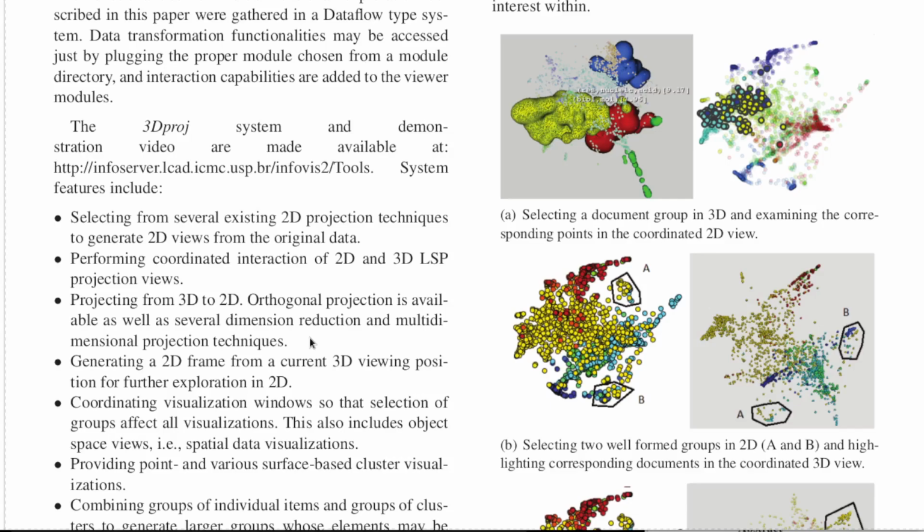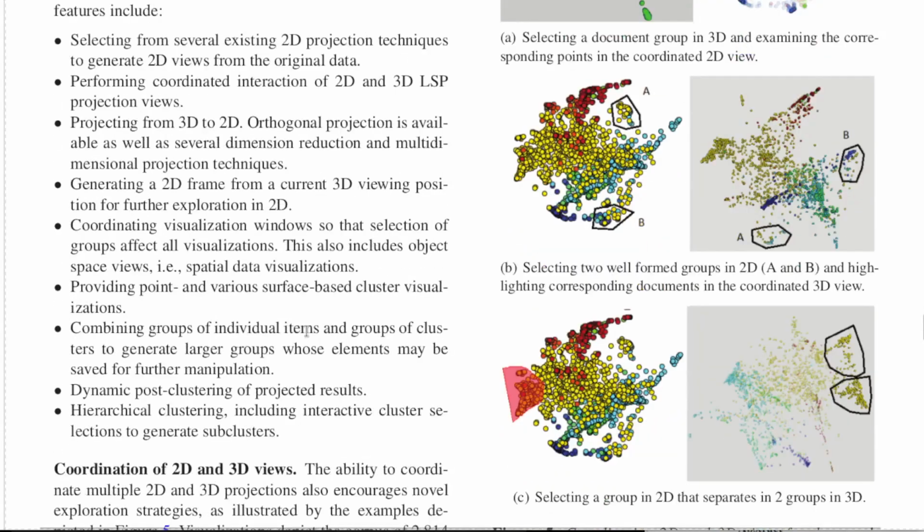This also includes object space views, i.e., spatial data visualizations, providing point and various surface-based cluster visualizations, combining groups of individual items and groups of clusters to generate larger groups whose elements may be saved for further manipulation. Dynamic post-clustering of projected results. Hierarchical clustering, including interactive cluster elections to generate subclusters. Coordination of 2D and 3D views.